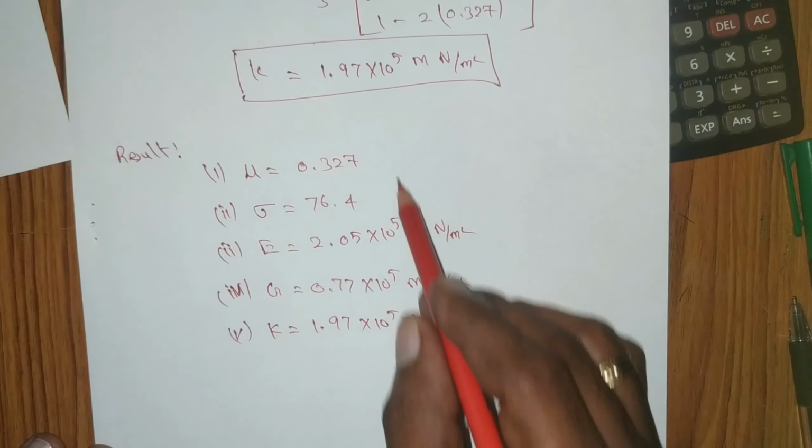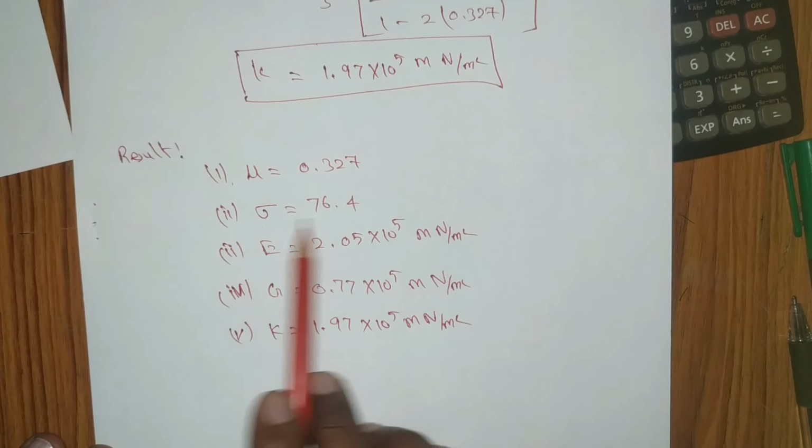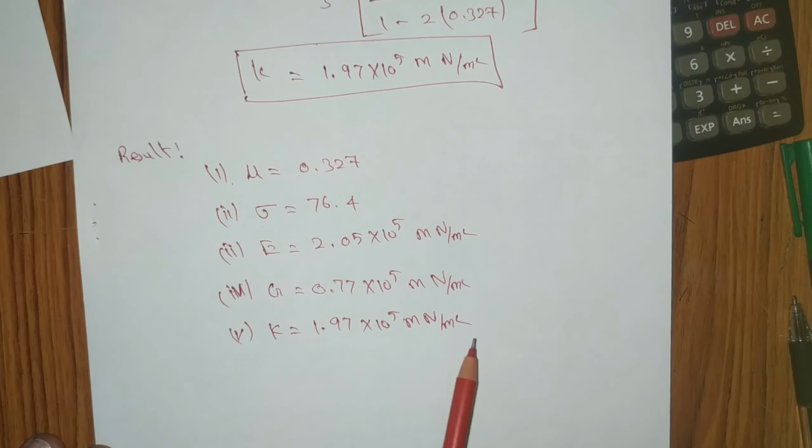The results are we identified the 5 terms: Poisson ratio, stress, Young's modulus, shear modulus and bulk modulus.